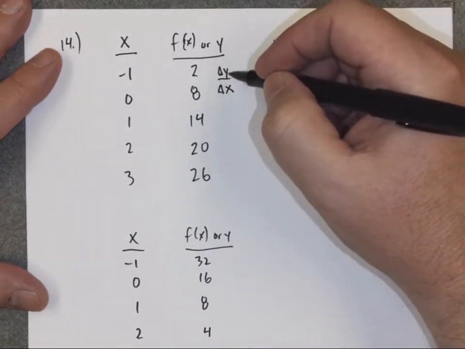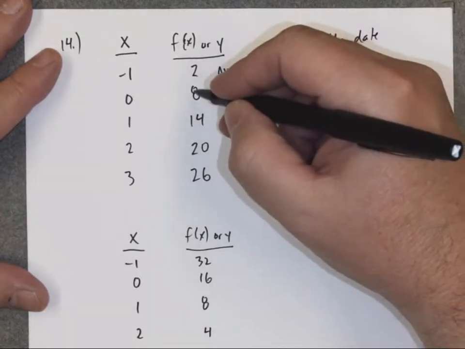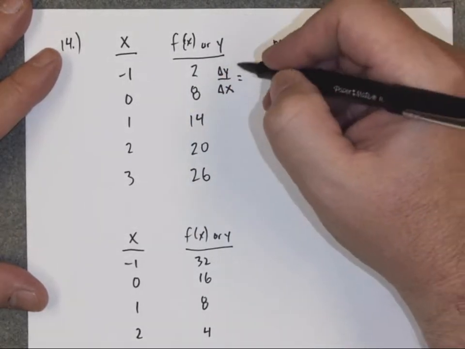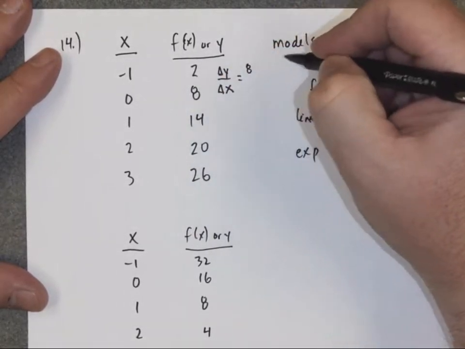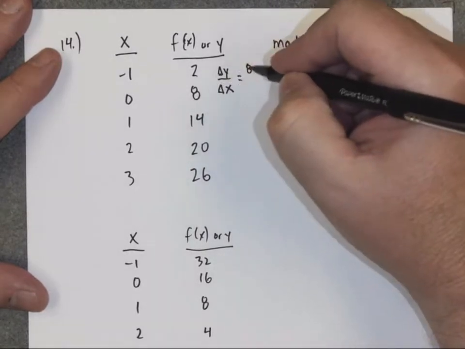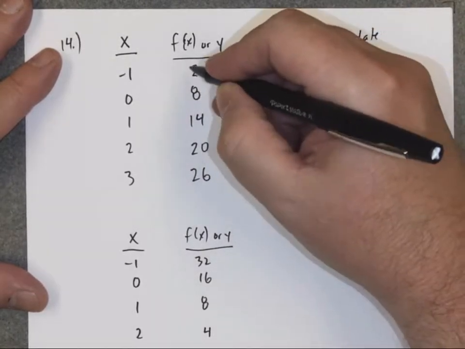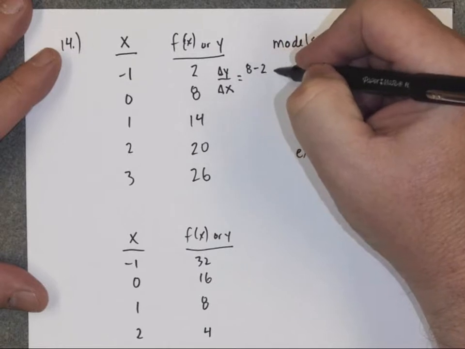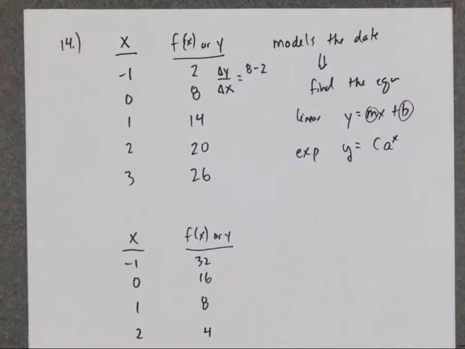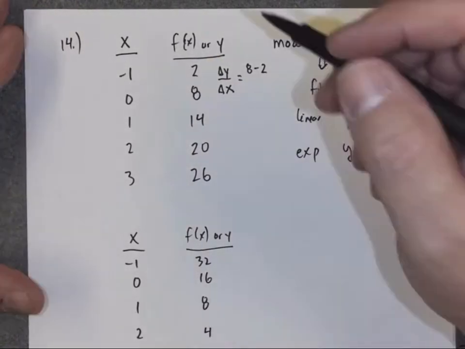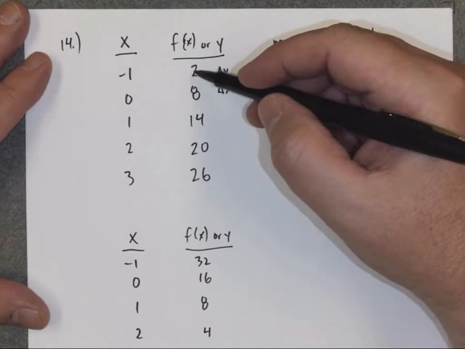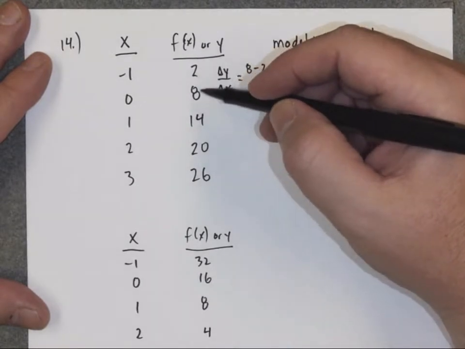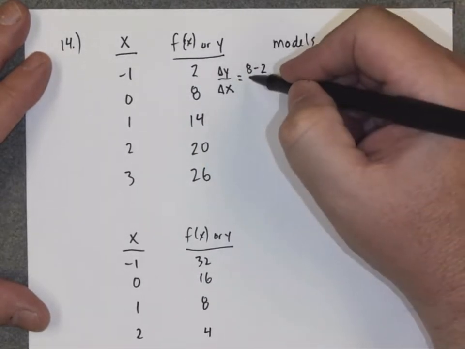So the change in y, you always start with the final value. So how did y change? It ended up at 8. It started out at 2. So the change was 6. All right, that makes sense. If I ask how much did y change? Went from 2 to 8. It changed 6, which is 8 minus 2.